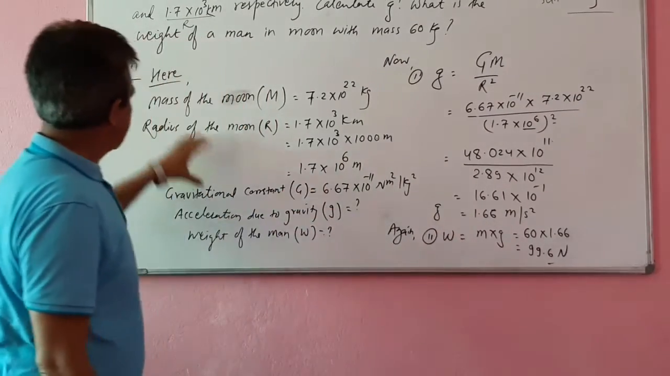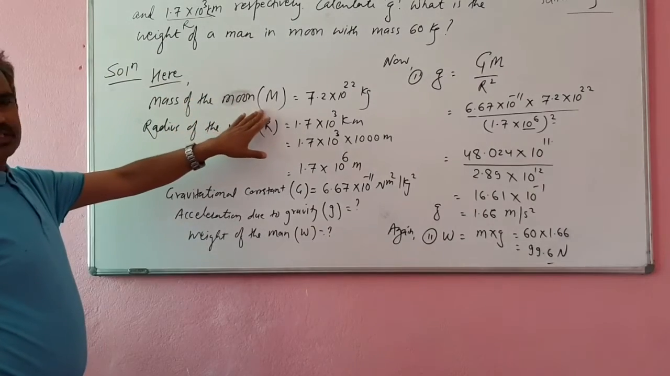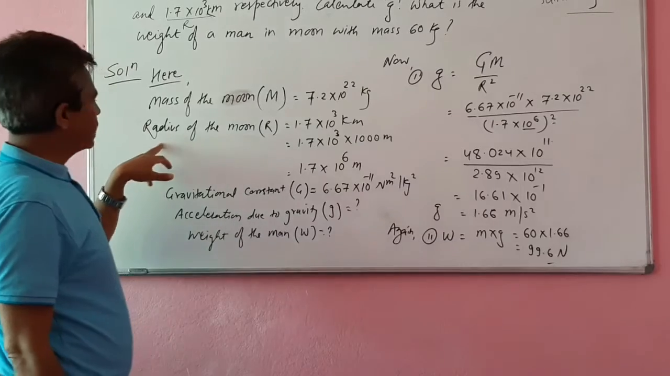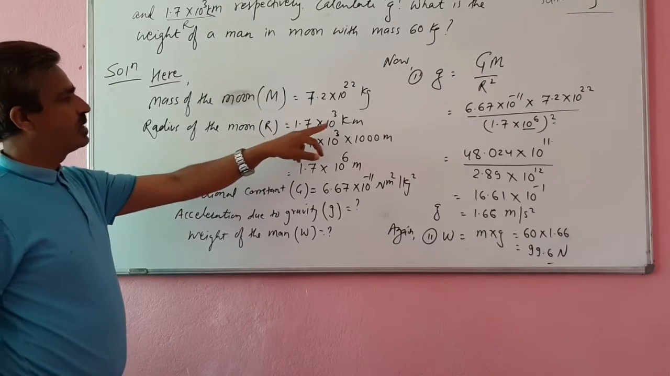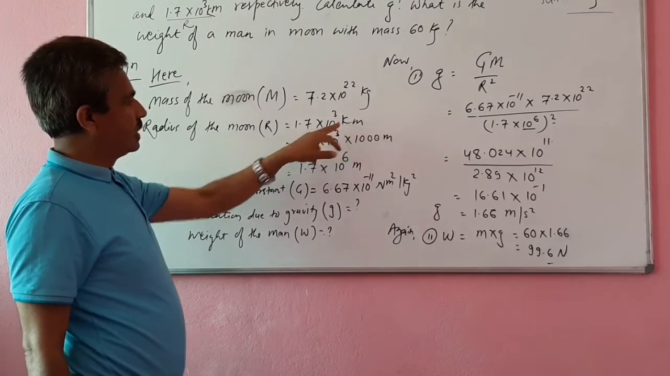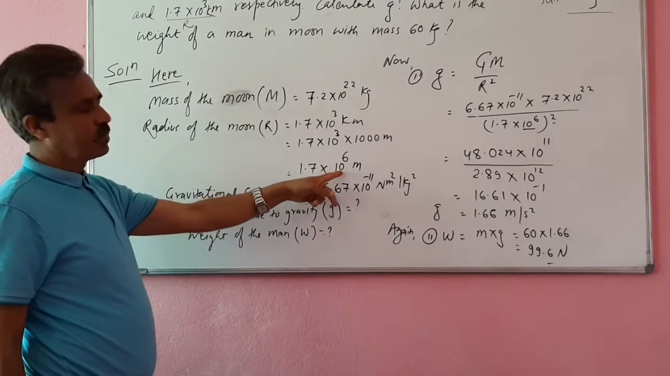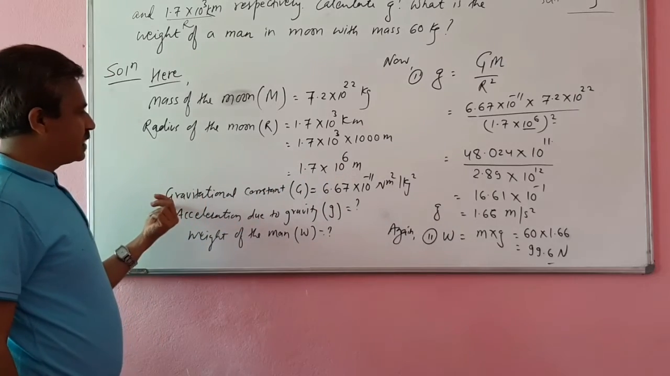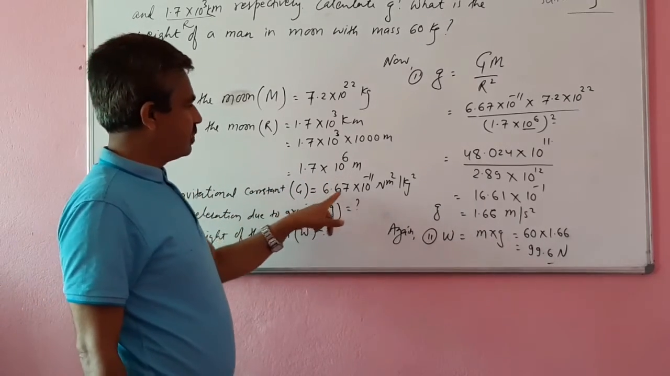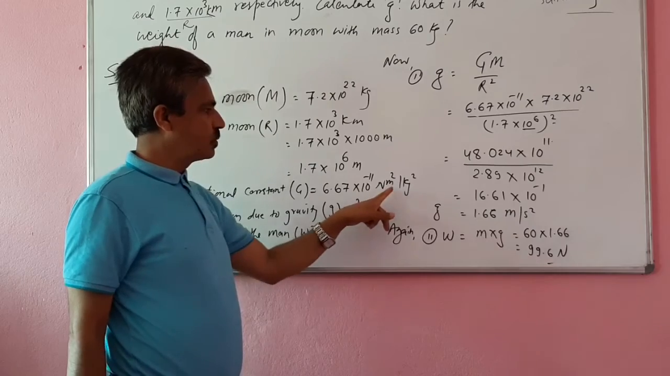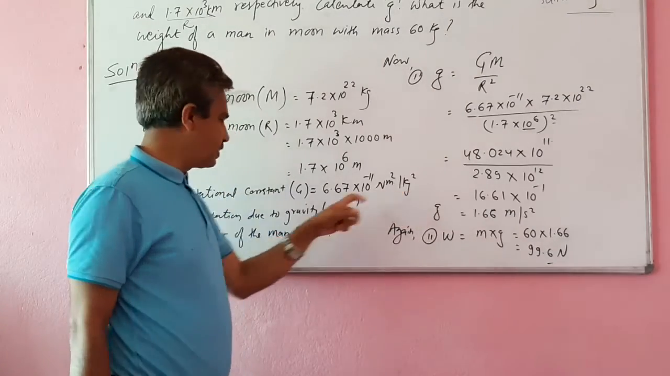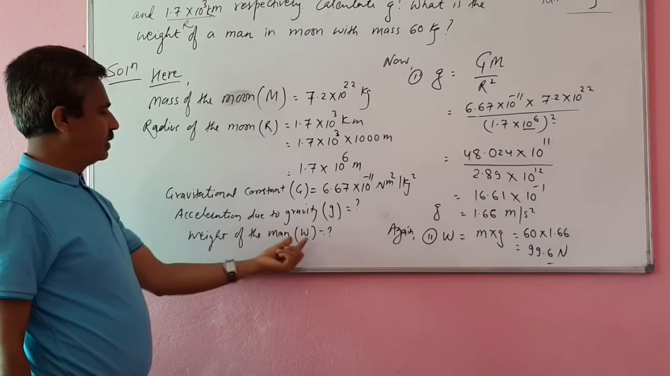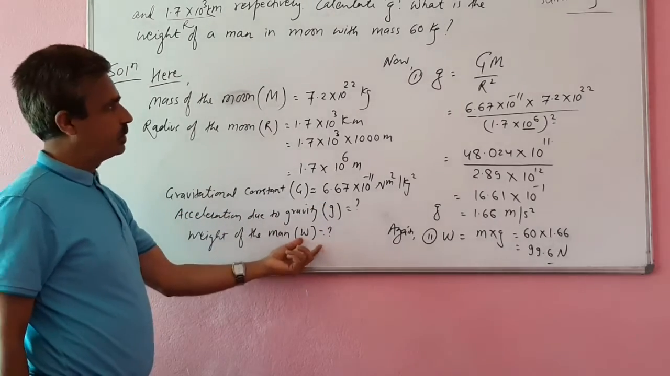Once again, let's see here. In this question, mass of the moon is given, which is 7.2 times 10 to the power 22 kg. Radius of the moon, 1.7 times 10 to the power 3 kilometer. When we change into meter, it becomes 1.7 times 10 to the power 6 meter. Gravitational constant, 6.67 times 10 to the power minus 11 Newton meter square per kg square. It is constant. Acceleration due to gravity, we need to calculate. Weight of the man, we have to calculate.